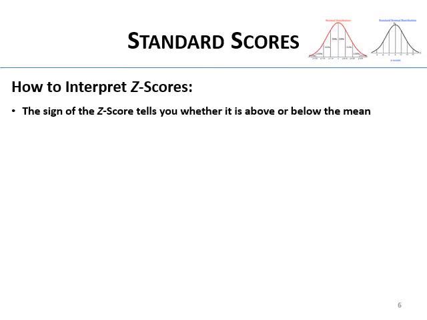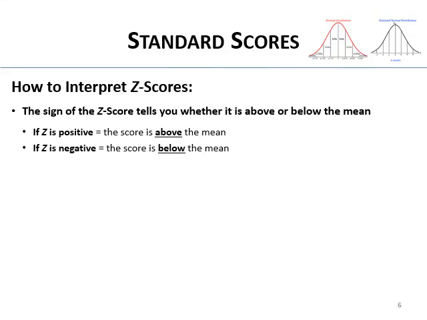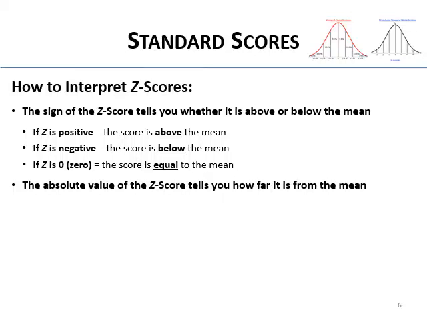So how do you interpret these Z-scores? You know that they're how far a score is from the mean in standard deviation units. Well, the sign tells you whether the score was above or below the mean. So above would be positive and below is negative. If the Z-score is positive, that means the score, whatever it is that you converted to Z-scores, is above the mean. If it's negative, it was below the mean. If it's 0, which rarely happens, the score is exactly the mean.